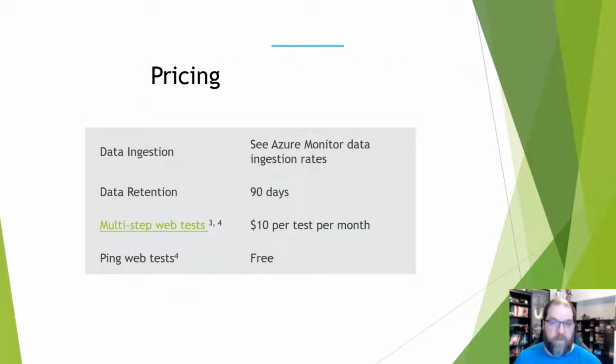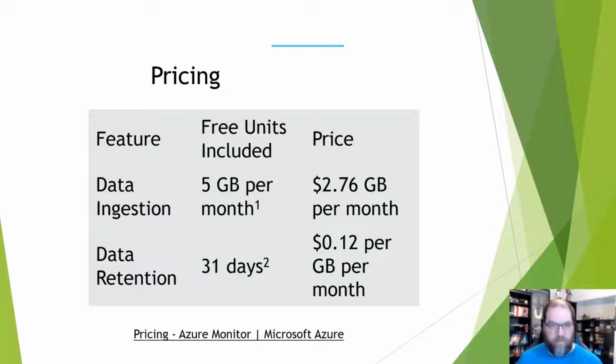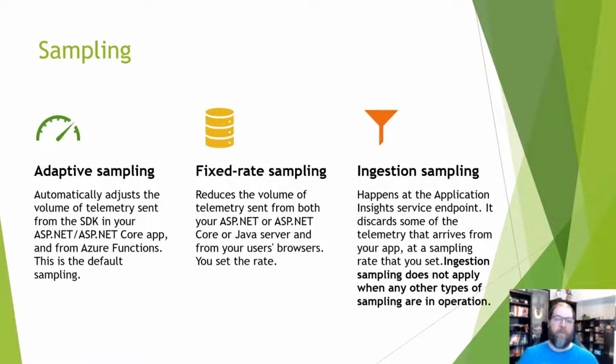But if you do log everything, and I will also touch on this as we dive into the code, there are costs. This is based on Azure Monitor data ingestion costs. You do get 90 days retention. You can get these multi-step web tests, and I'll show what that means, and ping web tests. Those you get, but you get 5 gig free ingestion per month, and then it's an extra $2 a gig per month after that. That pricing is available on the Azure pricing calculator.